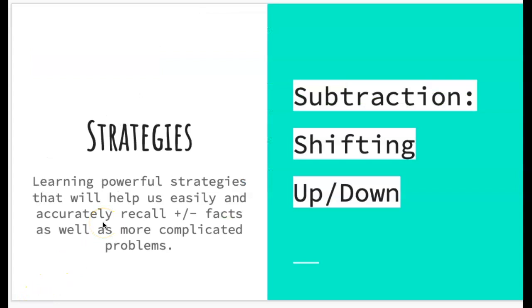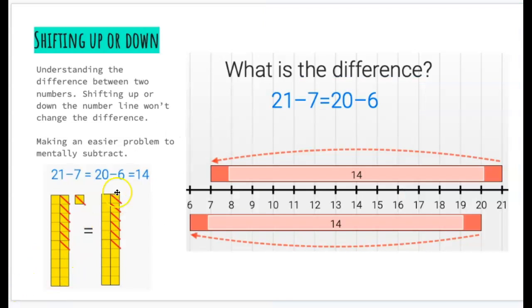We're going to look at one last strategy that also evaluates the difference between two numbers. This strategy looks at the difference between two numbers and recognizes that if we shift up or down the number line, it won't change that difference. So we can use this to make an easier problem to mentally subtract.